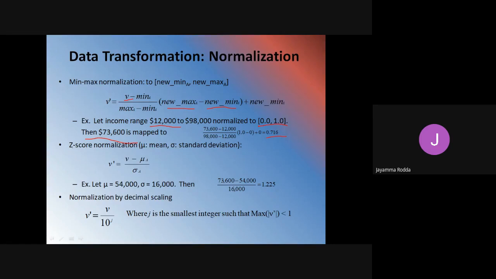Okay, next, second one is z-score normalization. Z-score normalization is nothing but here we will use mu and sigma, where mu stands for mean and sigma stands for standard deviation. Suppose that the minimum and maximum values for the attribute income are 12,000 and 98,000. Here we would like to map income to the same range 0.0 to 1.0. The income that we have considered in the min-max normalization is 73,600.